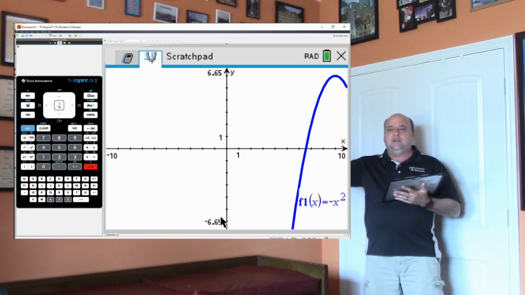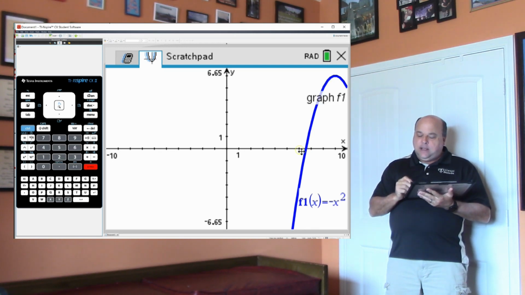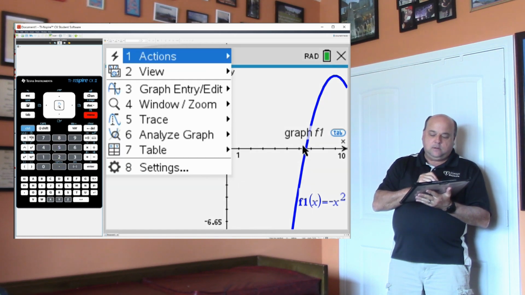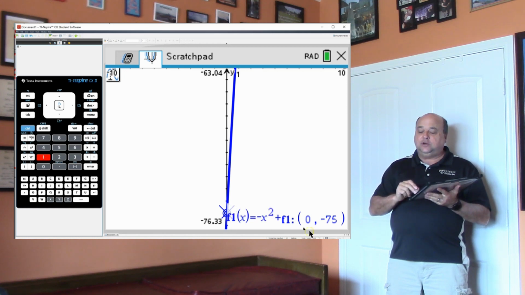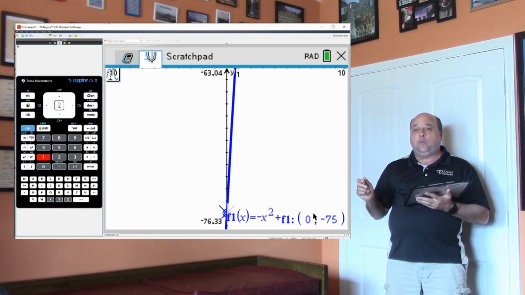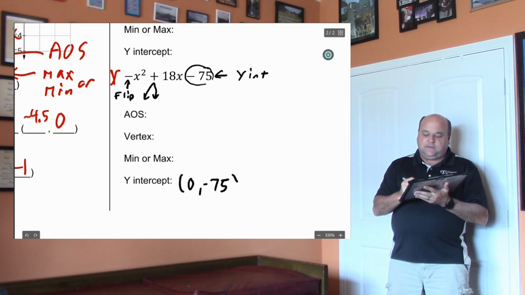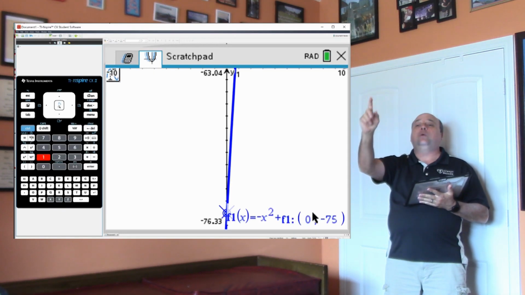Okay, notice the parabola is way over to the right. I need to trace and get to that top point, don't I? Now then, hit menu, 5, and 1. If I do that, I'm down here, 0, negative 75 is my y-intercept. So I'm going to go to here. My y-intercept is 0, comma, negative 75. Now then, I need to trace way up. So y'all watch what I'm going to do.